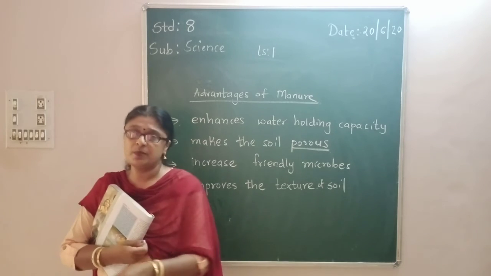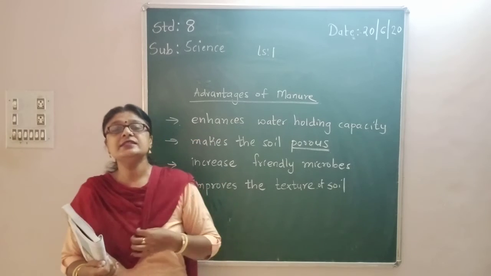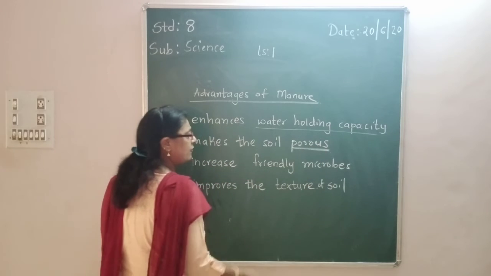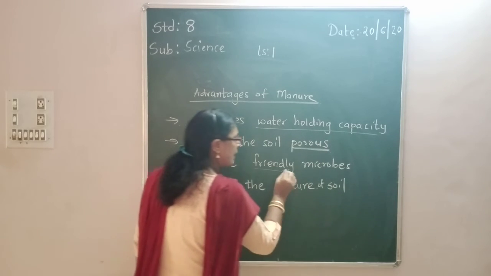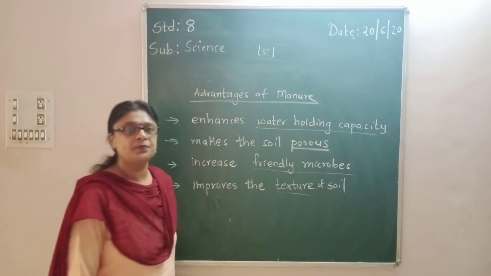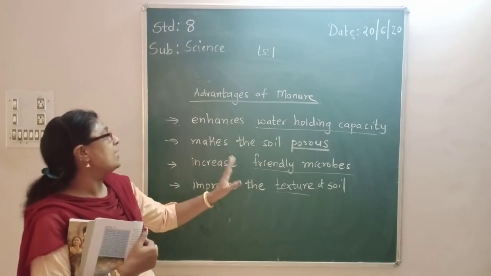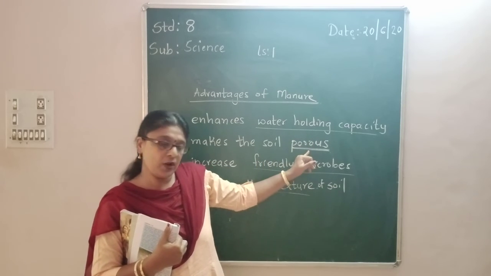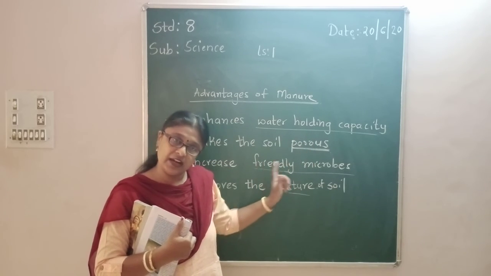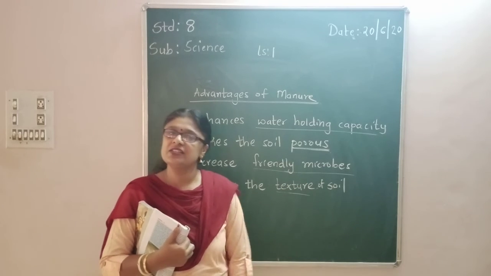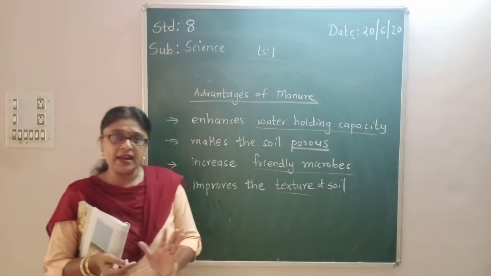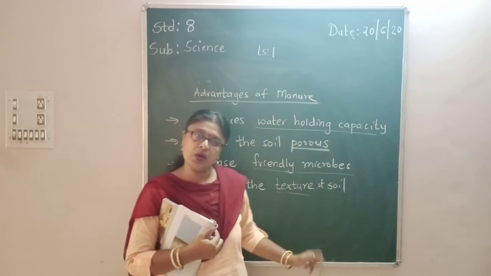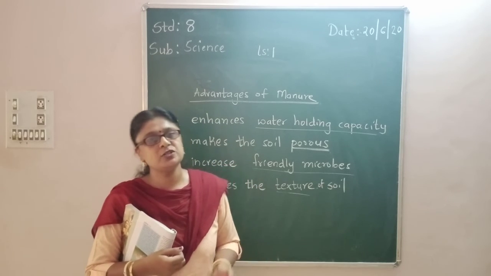Again, if you have to remember the advantages, what you have to do, just remember the keywords. Here you have water holding capacity, here you have porous, here you have friendly microbes, and here you have texture. Fine. So if you want to remember, you can remember: improves or increases water holding capacity, then makes the soil porous, then it increases the friendly microbes and improves the texture of the soil. Okay. So again I repeat that instead of remembering the whole points, if you remember the keywords, then you will be able to write the point by yourself.